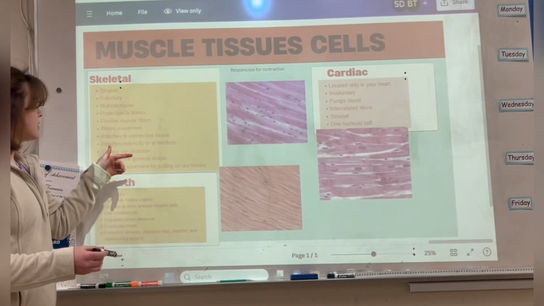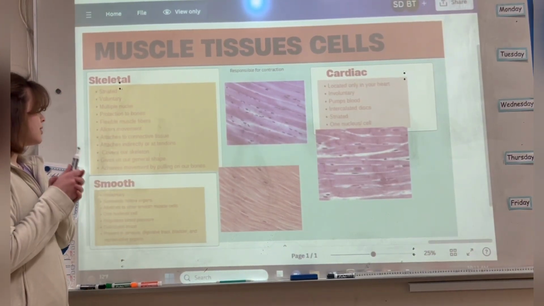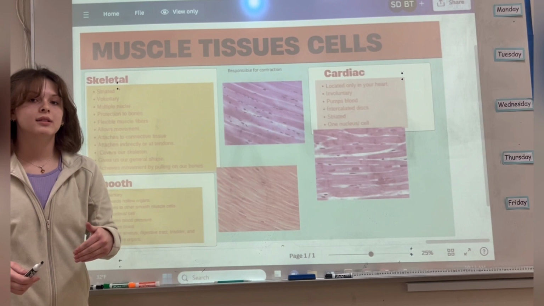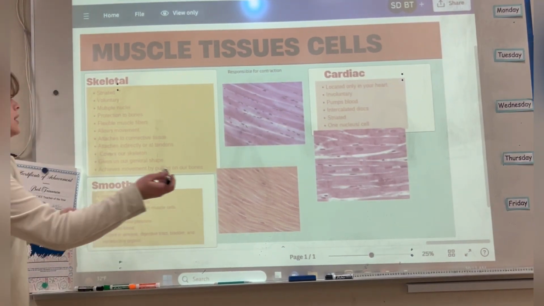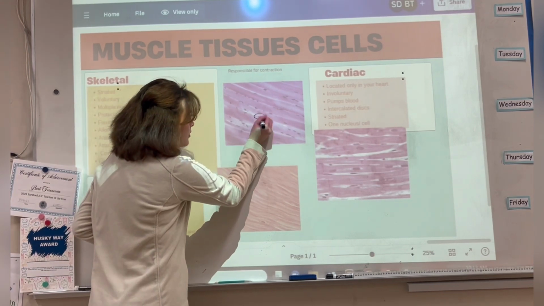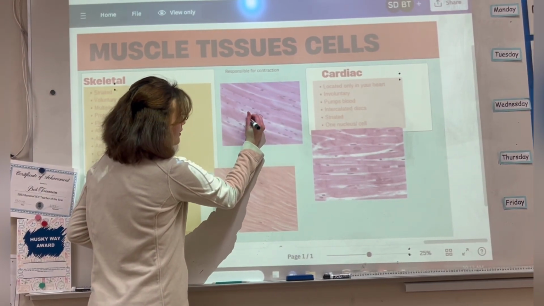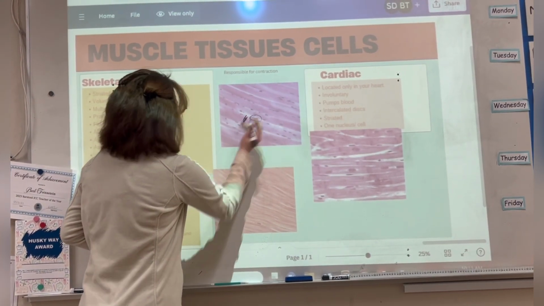So the skeletal muscle covers our skeleton and allows for movement, and it regulates our heat. And then you can see that there are multiple nuclei per cell and that there are visible striations in the cell.